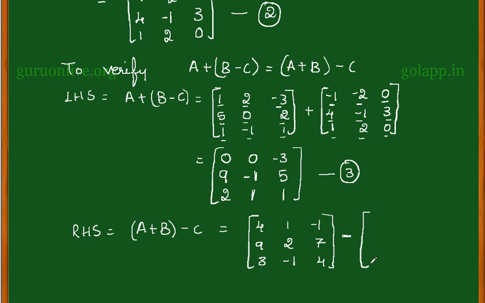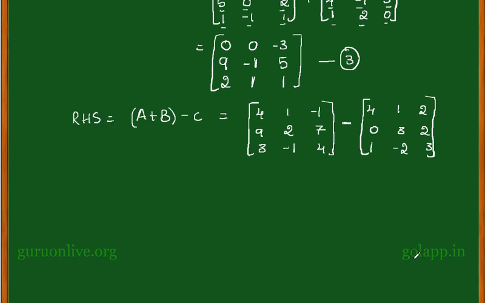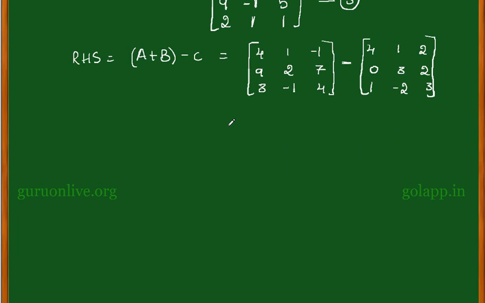So substitute the matrix C, where C is [4, 1, 2; 0, 3, 2; 1, -2, 3]. Okay. Let me subtract these two matrices. So both are again 3 cross 3 matrices. We can subtract the corresponding elements of the matrix.